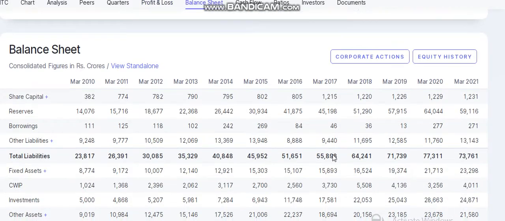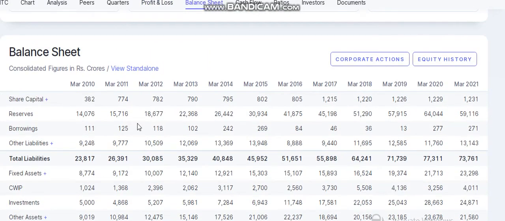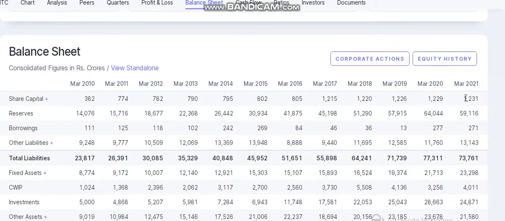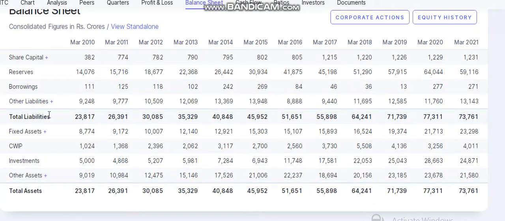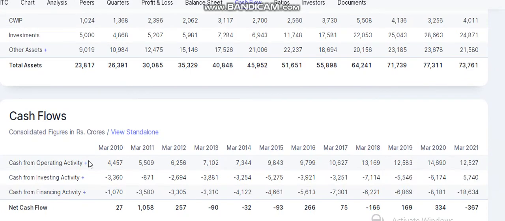Now you have to see the balance sheet of ITC Limited. Comparing March 2010 and March 2021, you can see share capital, reserves, borrowings, other liabilities, total liabilities, fixed assets, CWIP, investments, other assets. So for total assets you will get to know 73,761 in March 2021 and 23,817 in March 2010. So obviously the growth is high. In the middle, due to COVID there might be ups and downs, so no need to worry about that.